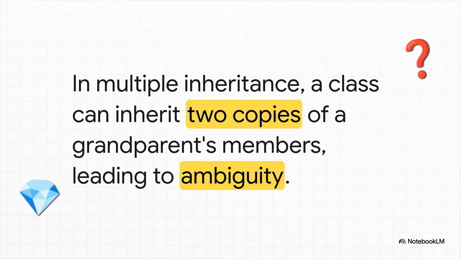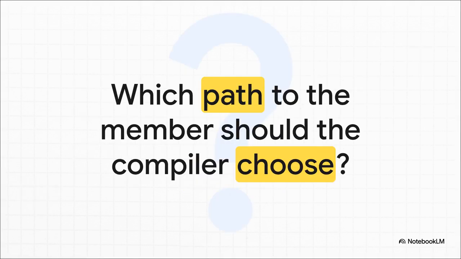Remember multiple inheritance? Well, this is its most famous problem. It's called the diamond problem. If you have two parent classes, B and C, and they both inherit from the same grandparent, A, then the final child class, D, ends up with two separate copies of everything from A. This creates a massive ambiguity. Exactly. If you try to access a member from A through an object of D, the compiler basically throws its hands up and says, I have no idea which path to take, the one through B or the one through C. It's a real problem.